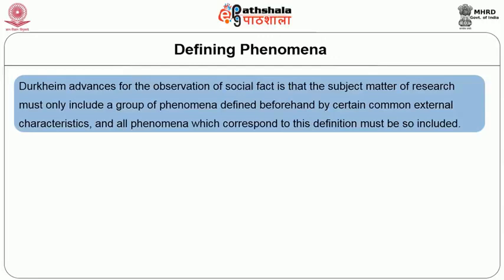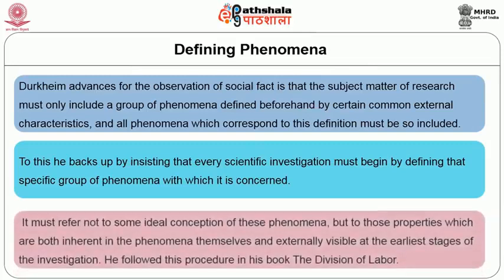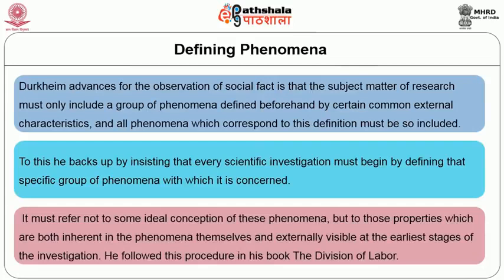Defining phenomena. The second rule that Durkheim advances for the observation of social facts is that the subject matter of research must only include a group of phenomena defined beforehand by certain common external characteristics, and all phenomena which correspond to this definition must be so included. To this he adds that every scientific investigation must begin by defining that specific group of phenomena with which it is concerned. This definition must refer not to some ideal conception of these phenomena, but to those properties which are both inherent in the phenomena themselves and externally visible at the earlier stages of the investigation.